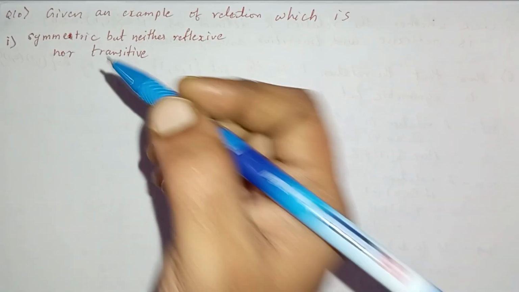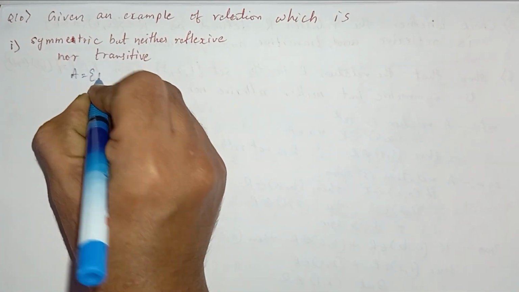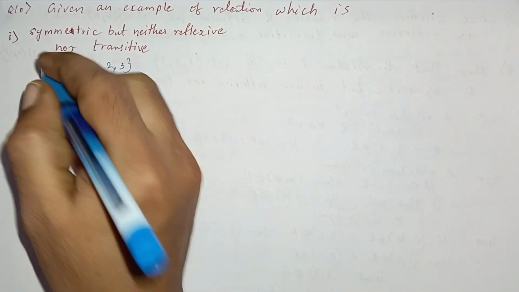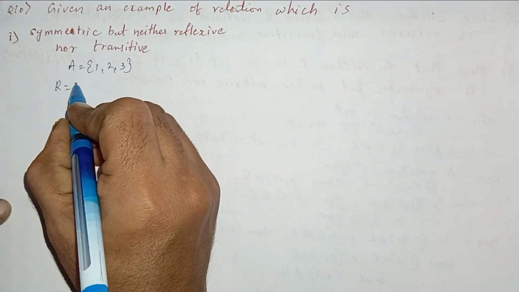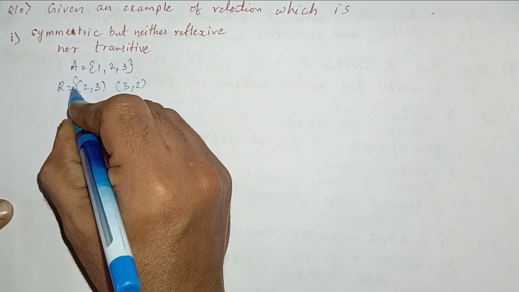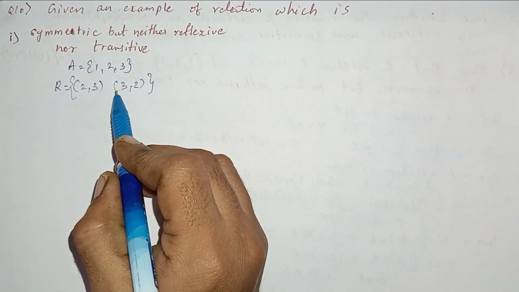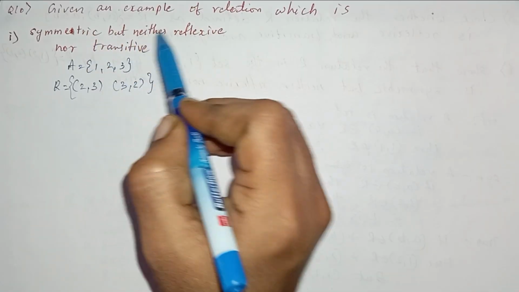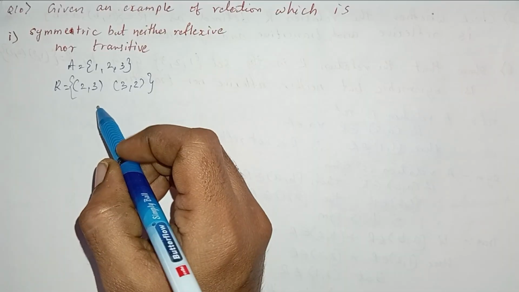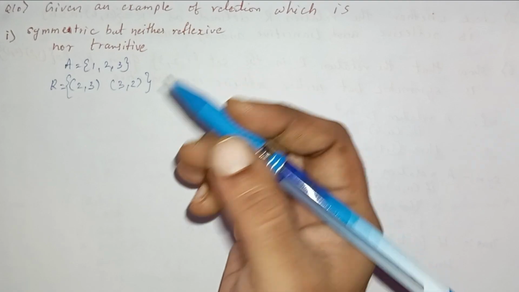So let me take a small example, as we have taken before: A is equal to {1, 2, 3}, and we will take the relation R as {(2, 3), (3, 2)}. We have to prove that it is symmetric but neither reflexive nor transitive. By seeing it we can tell it is symmetric, but we have to write out how we show this.